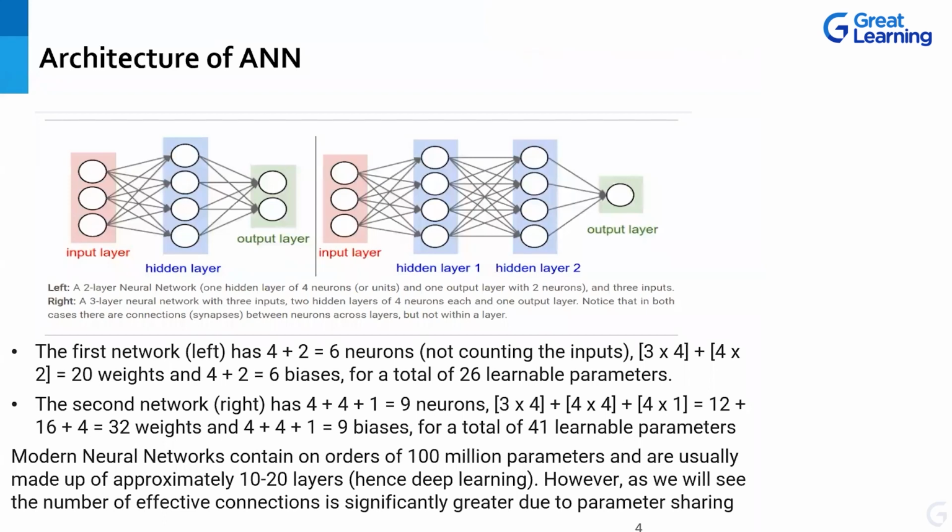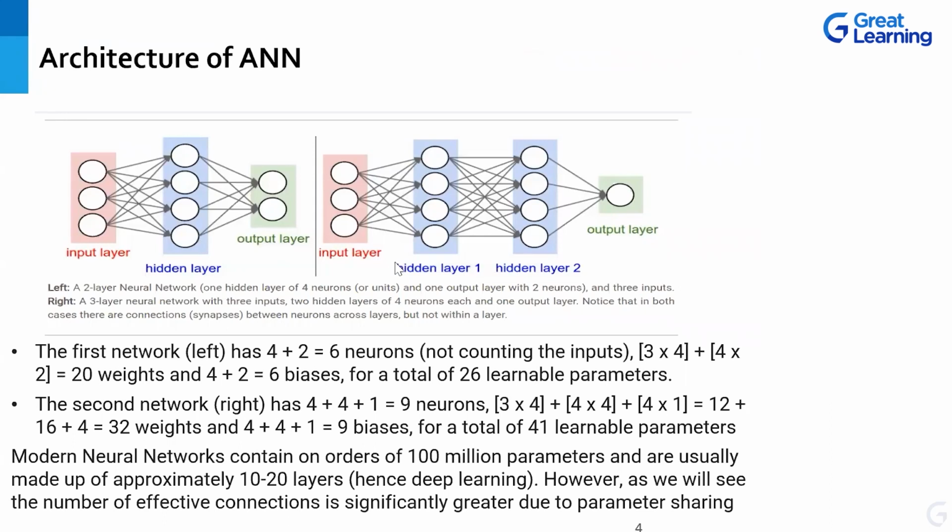So now, how many layers can we add? We can add as many as we want to. It depends upon the complexity of the data that we have. It depends upon the problem statement that we are trying to solve. On the left-hand side we have one hidden layer and one output layer. On the right-hand side we have two hidden layers and one output layer.